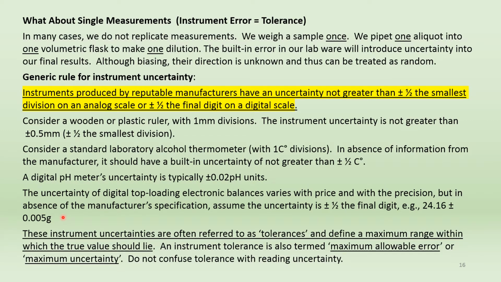So these instrument uncertainties are often referred to as tolerances. They define a maximum range within which the true value should lie. And instrument tolerance is sometimes termed maximum allowable error or maximum uncertainty. Now be careful not to confuse tolerance with reading uncertainty. Remember, reading uncertainty was our best estimate in reading the last sig fig from an analog scale. Tolerance has to do with uncertainty within the instrument reading itself, not our interpretation of it.